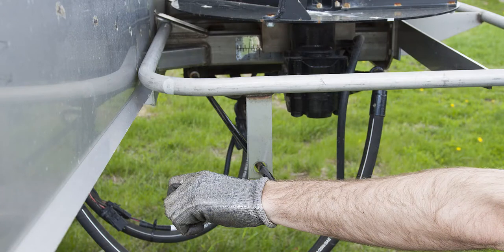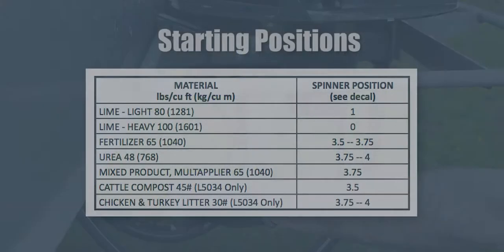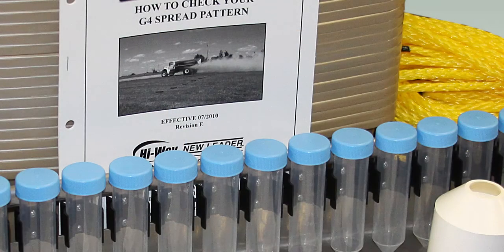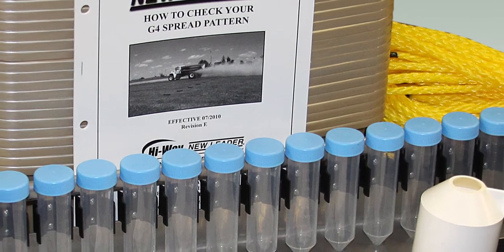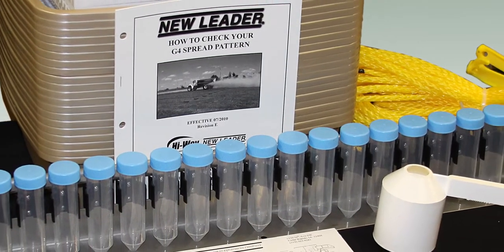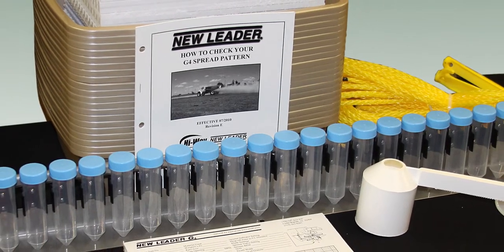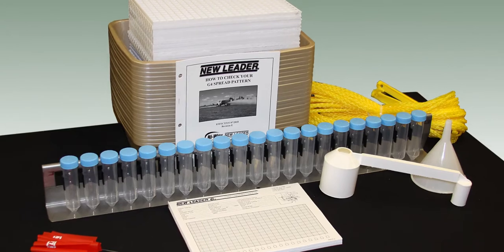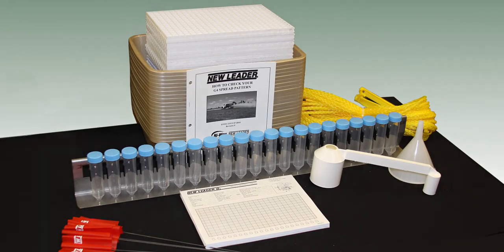Now adjust the starting spinner assembly position. To set the spinner assembly position, simply turn the hand jack and position the assembly according to the quick reference chart supplied with the spread pattern test kit. The New Leader spread pattern kits consist of 21 collection trays, 120 feet of marked rope, 2 stakes, 5 flags, 21 test tubes, a funnel, data sheets, and density scale.